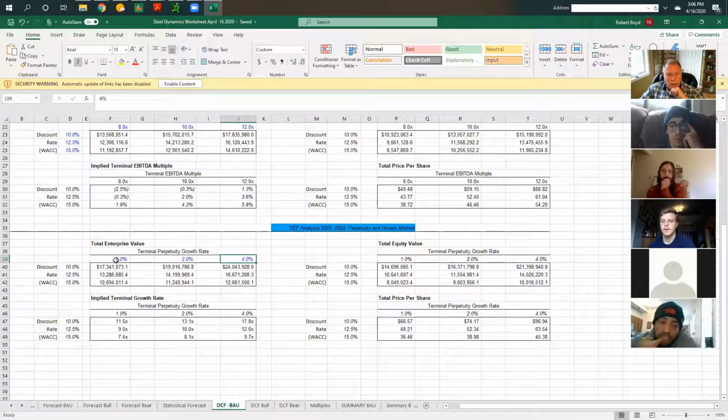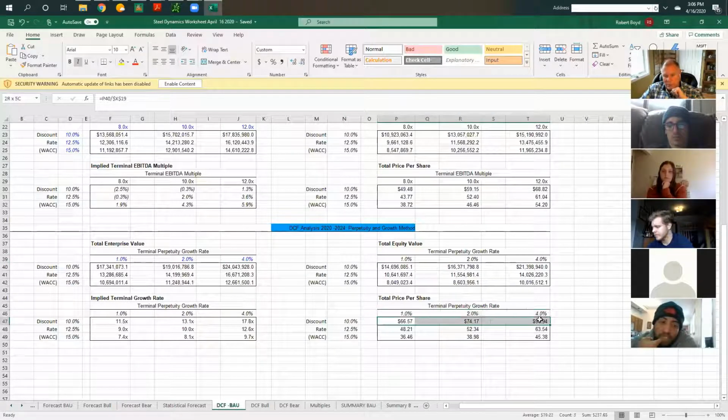Okay. So it calculates it out once again, and it's worth between 66 and 96. Okay. This one was 49 to 68. So I'm getting a range, okay, under different methods.